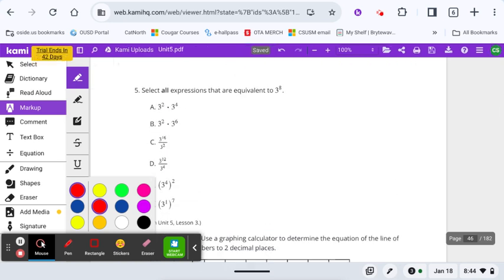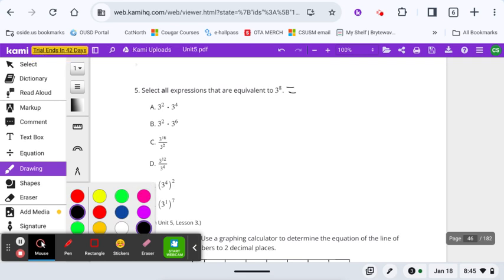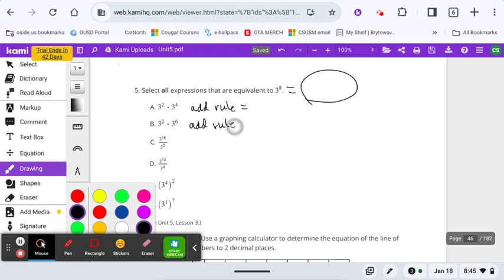Select all equations that are equivalent to 3 to the 8th. I think we've done this one before where I'd like you to plug this one into the calculator and see what it gives you as a simplified output, but then go ahead and use your simplification exponent rules to see. So like this one's going to be the add rule, right? Add those exponents. What's that equivalent to? Do they match? This one's also going to be the add rule. Add those exponents. What's it going to be equivalent to?